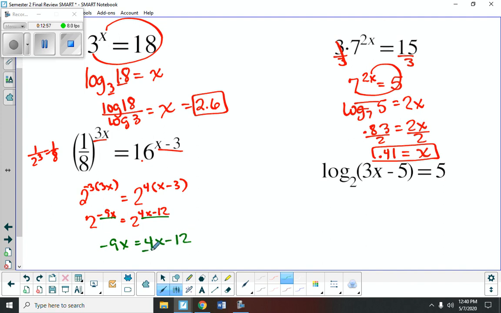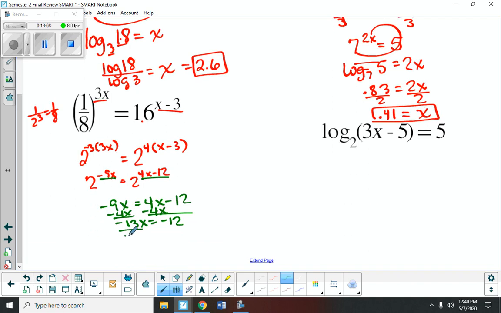All right, so now we will solve for x. That gives us negative 13x equals negative 12. Divide both sides by negative 13. So x would be 12 over 13.